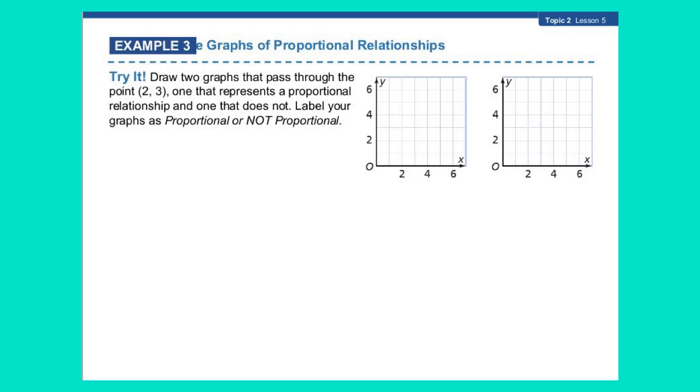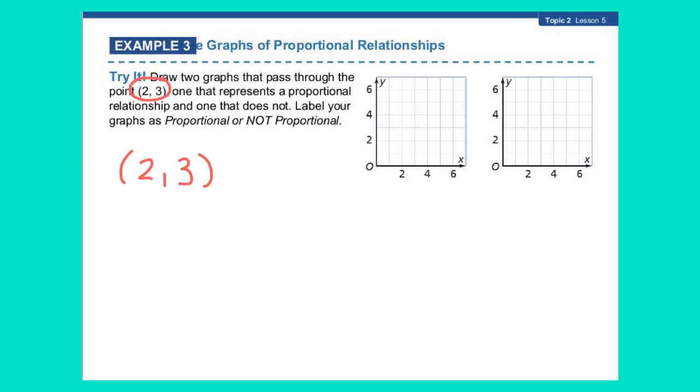This is the try it on the bottom of page 121. I want you to draw 2 graphs that pass through the point 2, 3. One is going to be proportional and one is not. So let's break this down for a second. It has to go through point 2, 3.